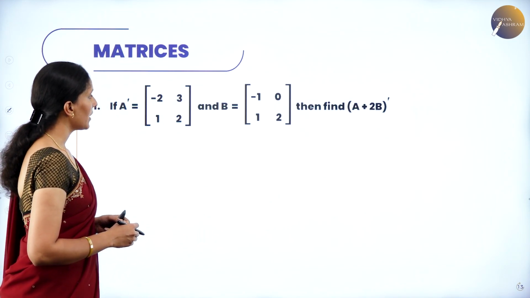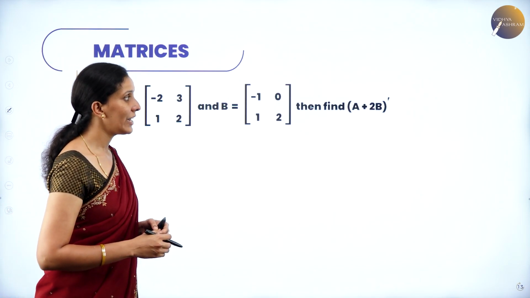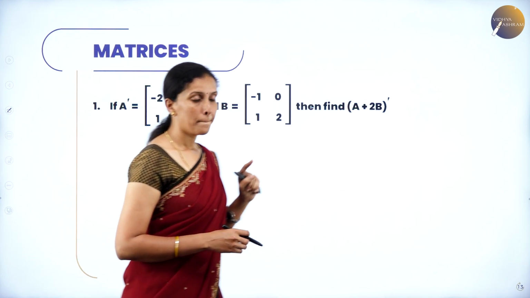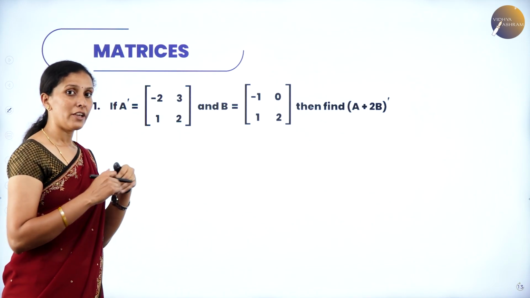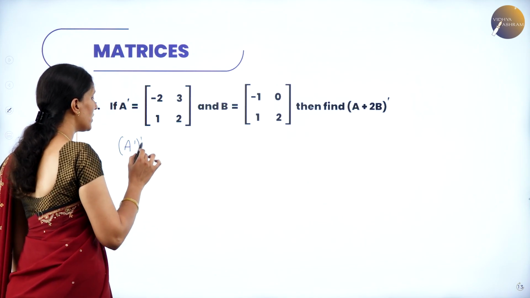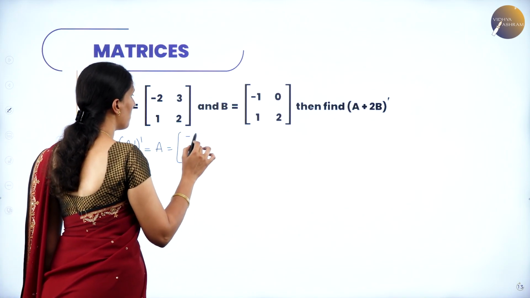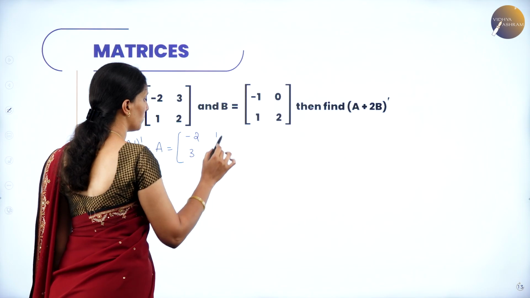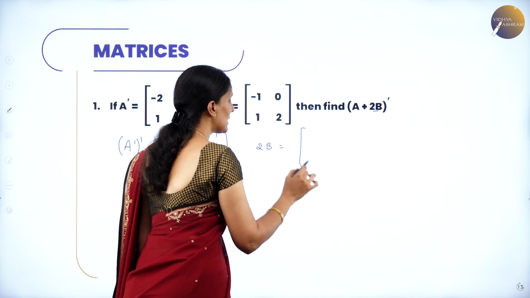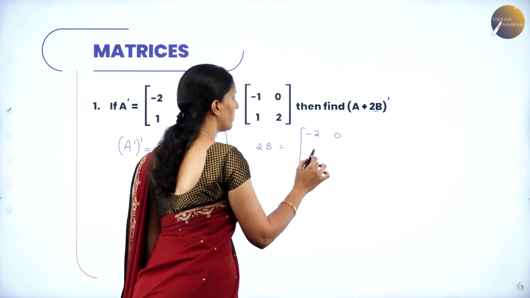If A dash is equal to [−2, 3; 1, 2] and B is equal to [−1, 0; 1, 2], then find (A plus 2B) transpose. Here we need A, but they have given A transpose. If A transpose is transposed again, we get back A. We know this property, right? A double transpose is A. So what is A? [−2, 3; 1, 2]. Next we need 2B. 2B means just multiply the scalar 2 with all the elements inside the matrix: [−2, 0; 2, 4].